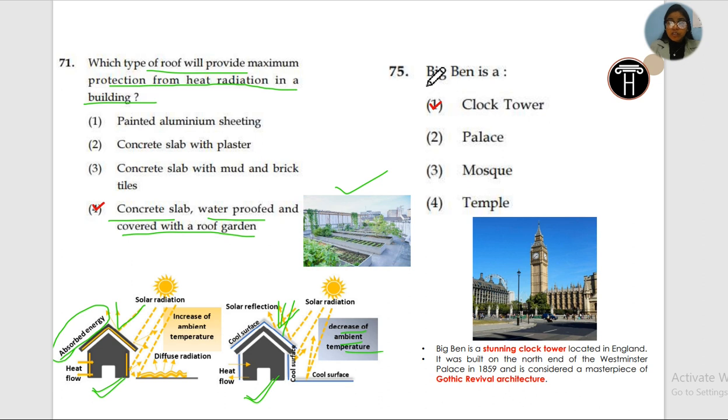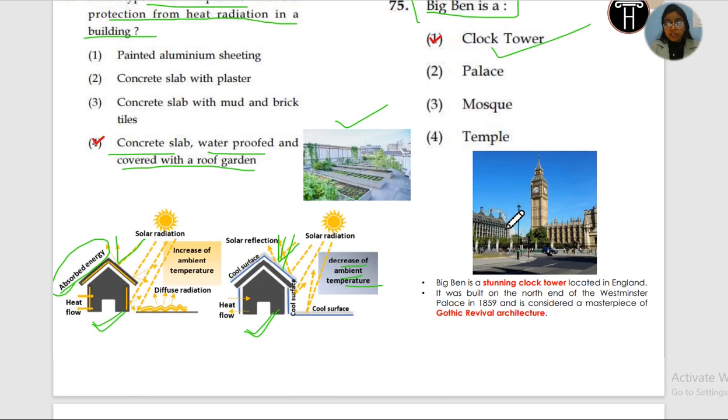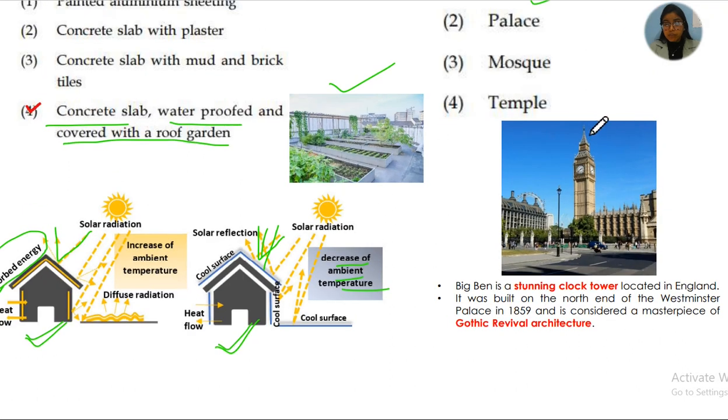Next question is about Big Ben is a. So Big Ben is your clock tower. See, this is the image of your Big Ben. So it is a stunning clock tower which is located in England, and the important thing is that it is a masterpiece of Gothic revival architecture. The architecture style of this Big Ben clock tower is Gothic revival architecture.